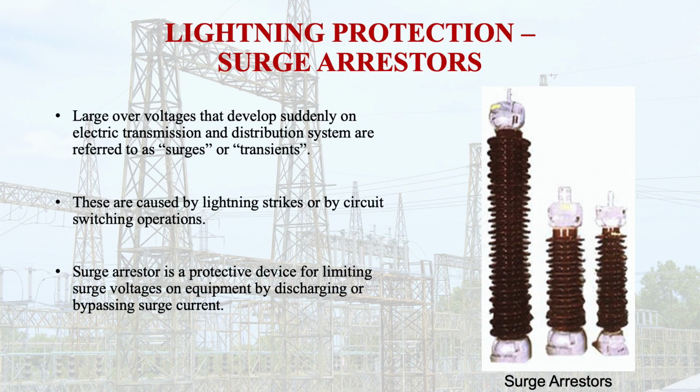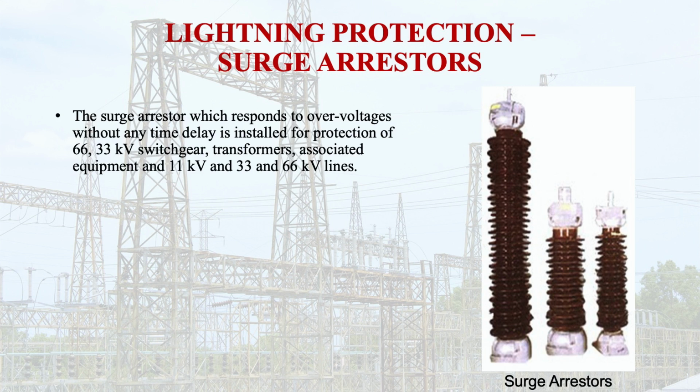A surge arrester is a protective device for limiting surge voltage on equipment by discharging or bypassing the current. This high current is generally bypassed by the surge arrester. A surge arrester which responds to overvoltages without any time delay is installed for protection of 66 kilovolt and 33 kilovolt switchgear, transformers, associated equipment, and 11 kV, 33 kV and 66 kV lines.